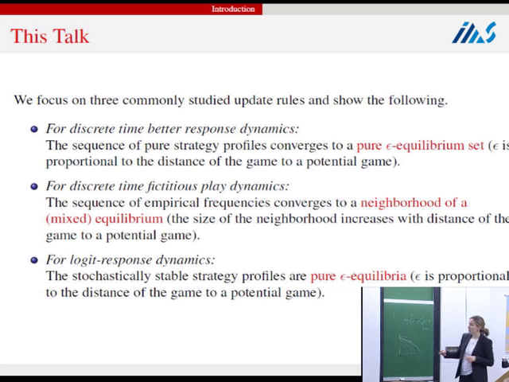a given game. And similarly, probably I won't have time to come to Logit-Response, but you can also show that the stochastically stable strategy profiles under Logit-Response Dynamics are also pure epsilon equilibria. Again, epsilon is proportional to the distance from the set of potential games.